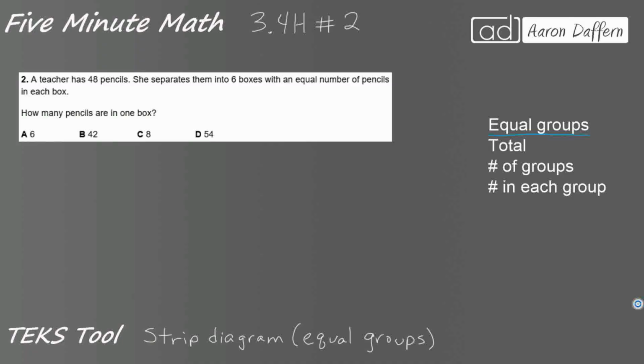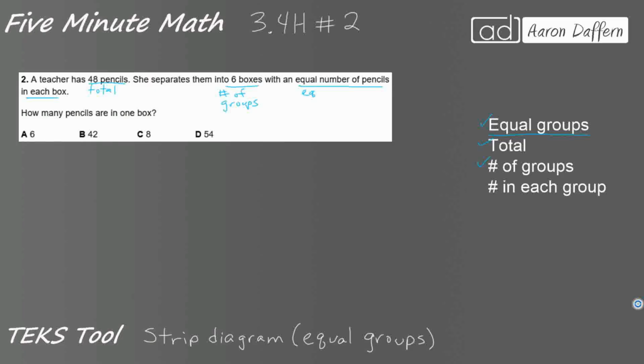A teacher has 48 pencils. All right, so that is going to be our total because we're not adding pencils. That's how many we already have. She separates them into 6 boxes. All right, each of these boxes, we're always looking for something that says the number of groups. Each box is going to serve as a group. So we've got the number of groups with an equal number of pencils in each box. Now that's very clear that this is your equal groups.